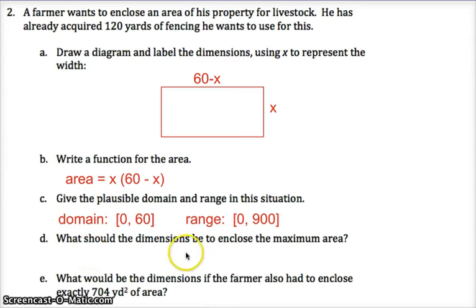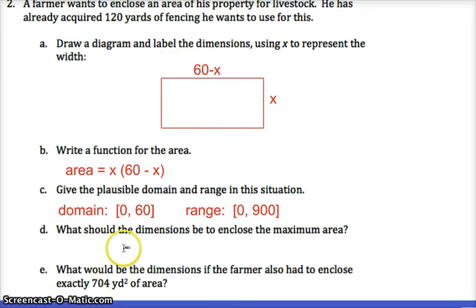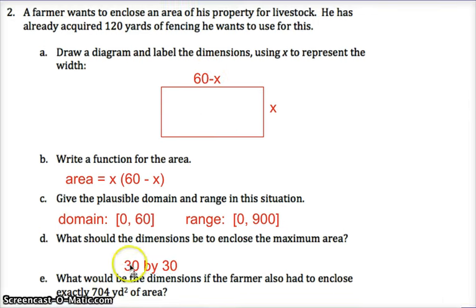What should the dimensions be to enclose the maximum area? Well, we just figured out that the maximum area happened at that vertex where x was 30. If x is 30, what's this other dimension going to be? It's going to be 60 minus 30, which is 30. And of course, the area is going to be 900 as long as it's 30 by 30. If you've done enough of these problems, you realize this always happens when we're talking about a square. A square is going to maximize the area and minimize the perimeter at the same time.